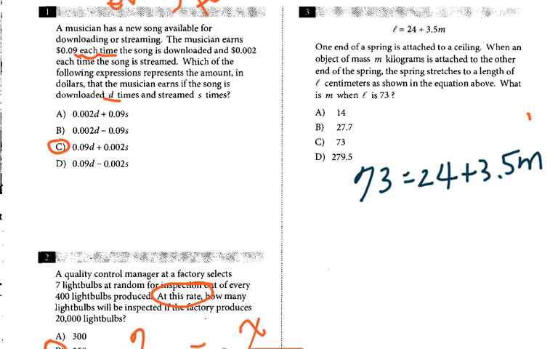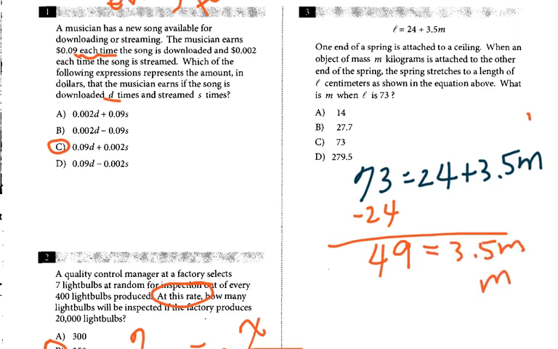Isolate the 3.5m, so I minus 24 on both sides. I got 73 minus 24 is 49, that equals 3.5m. And then for the m, you can use the calculator to get the answer. That's 14. So B will be the answer.